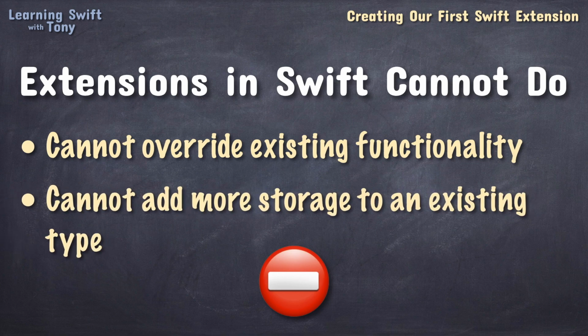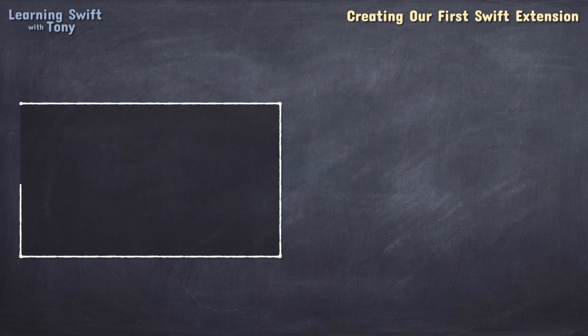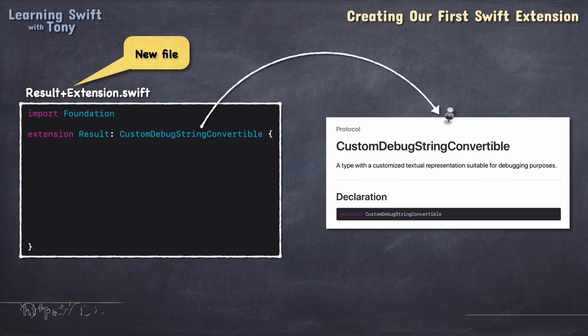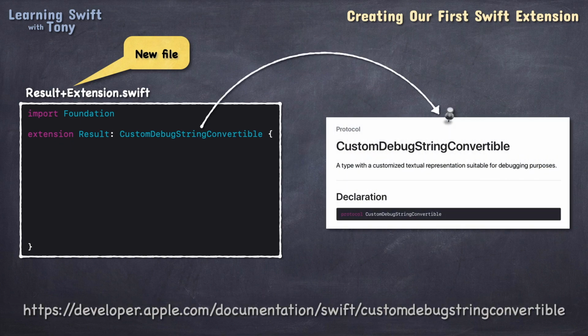Alright, let's see an extension in action. In a new file, let's call it result plus extension.swift, let's write an extension to result. In order to get what we want, we will make the result type in general conform to the protocol CustomDebugStringConvertible, which is simply a protocol that provides a type with a customized textual representation suitable for debugging purposes. That's what we need for our test, and that's what we already had last time by default on any optional type. We want the same ability to exist on a generic result type.